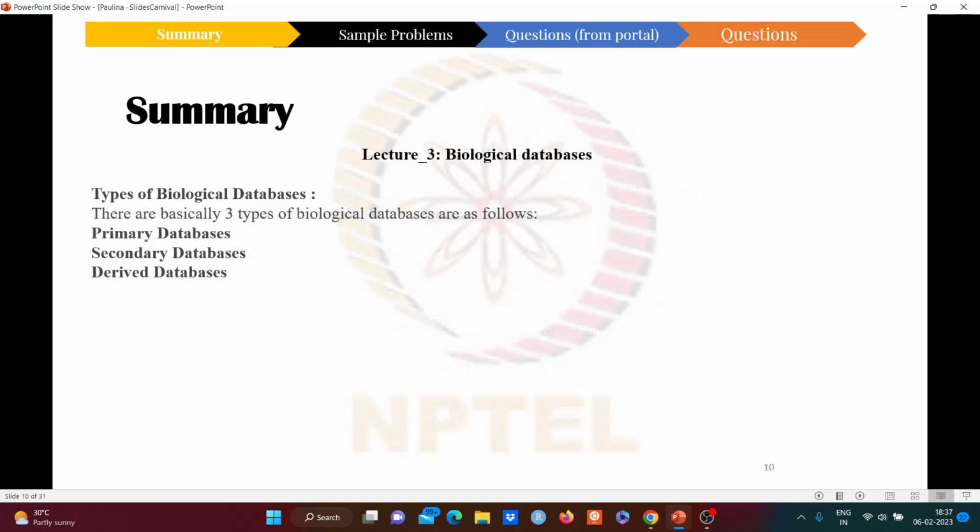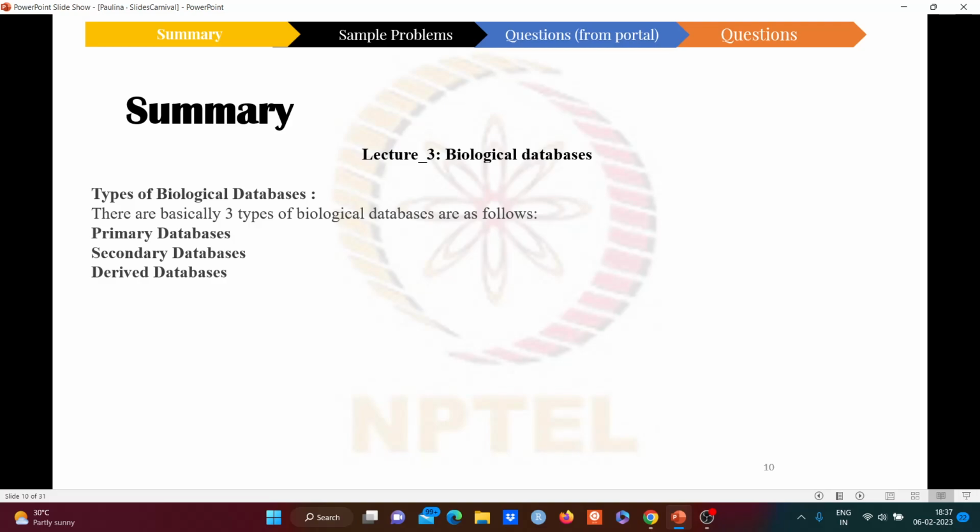And coming to the types of biological databases, basically there are 3 types of biological databases, that is primary database, secondary database, and composite database. Now you may have encountered several names like PDB, NCBI, DDBJ, EMBL. So they fall into any of these categories. So I'll be discussing each of these databases in detail.